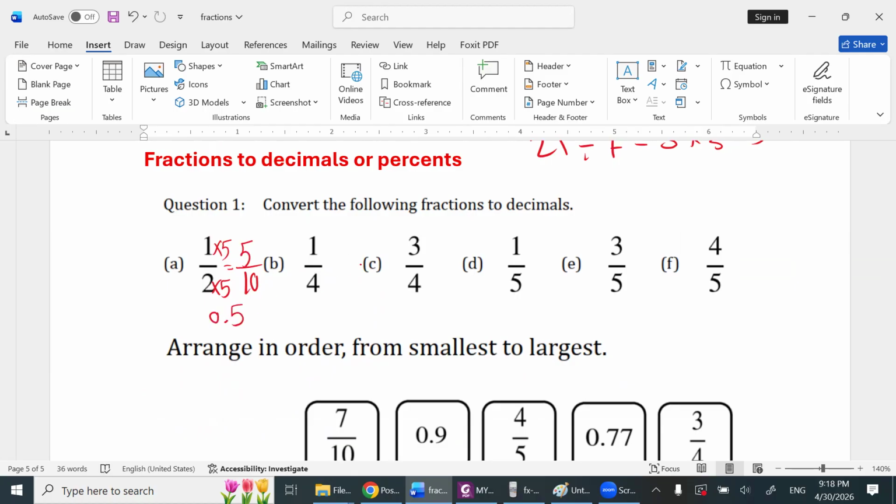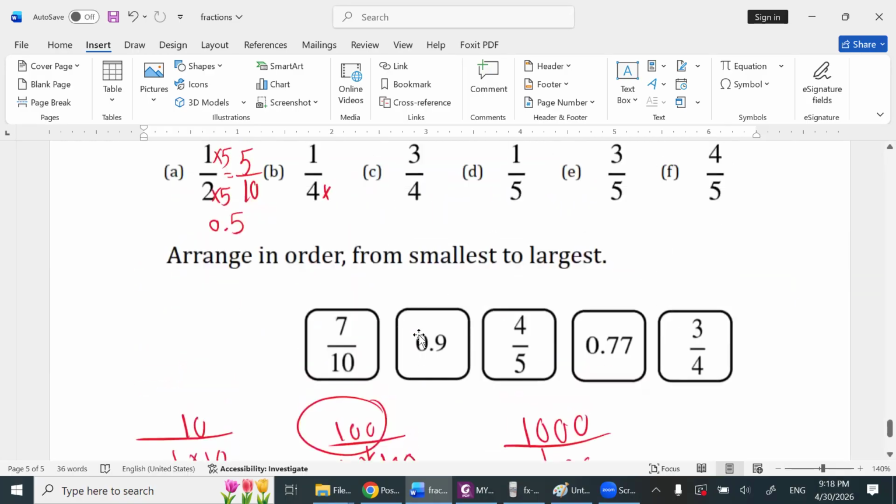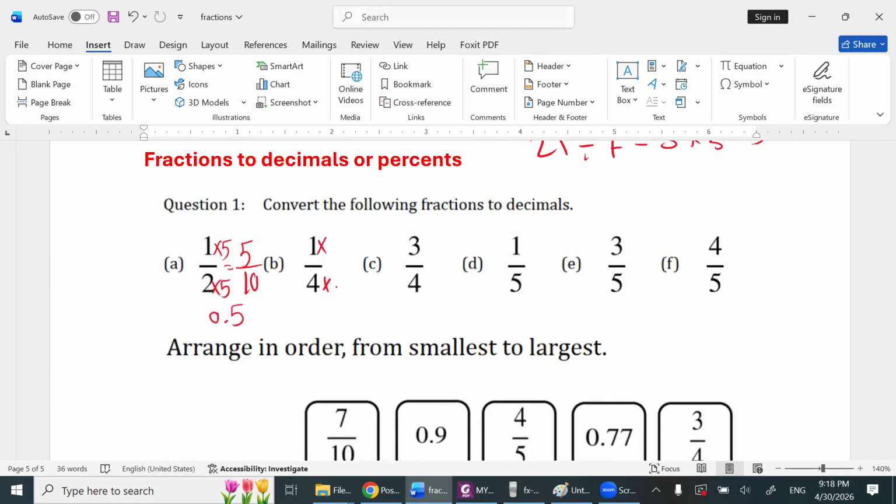I need to convert 1 over 4 to be a decimal. Multiply by 25 to reach 100. I will multiply 1 times 25 gives you 25, 4 times 25 gives you 100, 25 over 100 gives you 0.25. By the same method, you will multiply by 25 up and down for the 3 quarters to give you 75 over 100, which is 0.75.